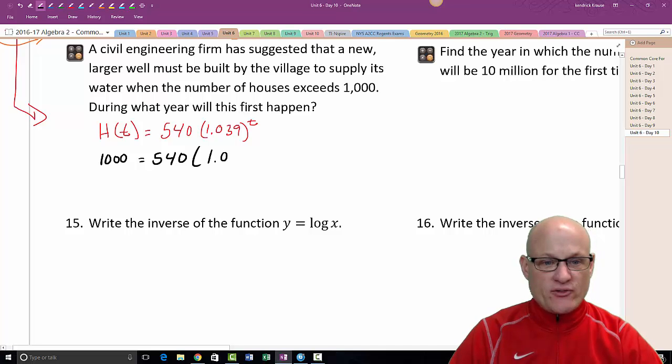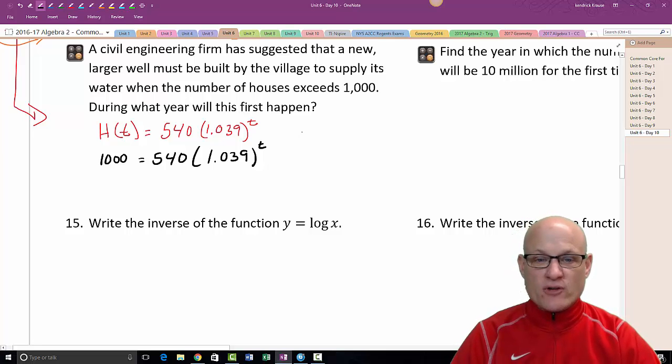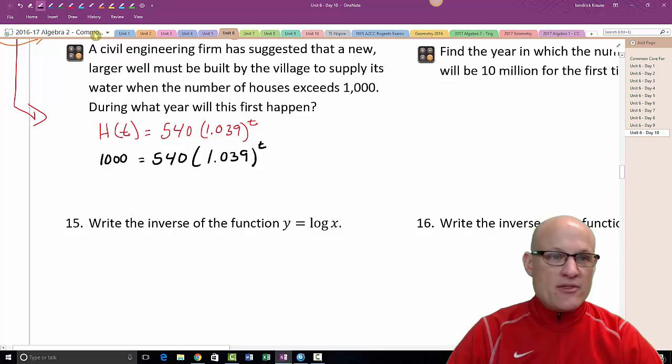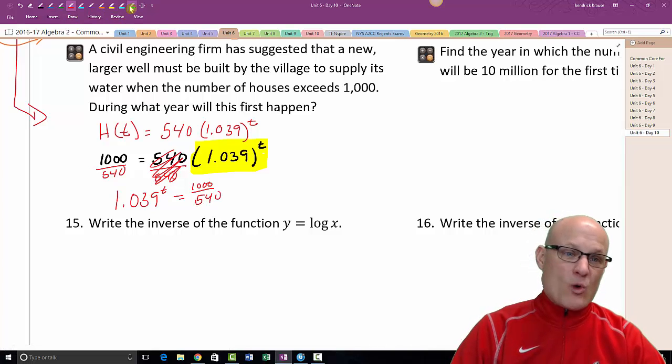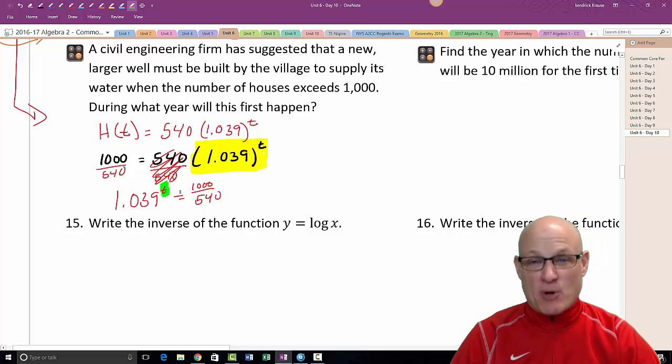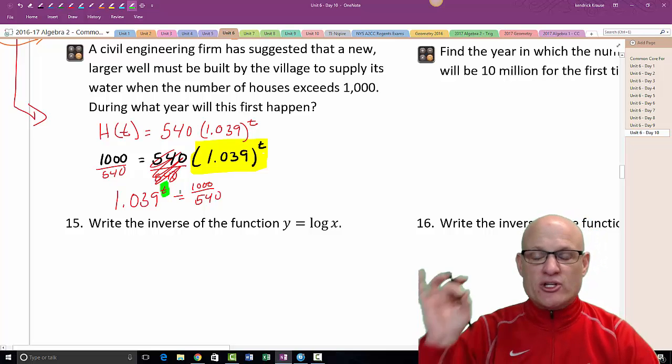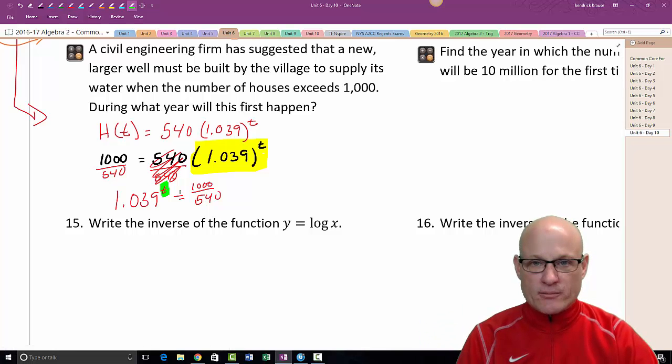So I need to solve this very simple yet difficult equation until we got into this unit. The first thing you've got to do is get the weird thing alone. So we've got to get this thing all by itself by getting rid of the 540. We'll divide by 540. Now I end up with 1.039 to the t equals 1,000 divided by 540. Now, whenever your variable is the exponent, you must use logarithms in order to solve it.